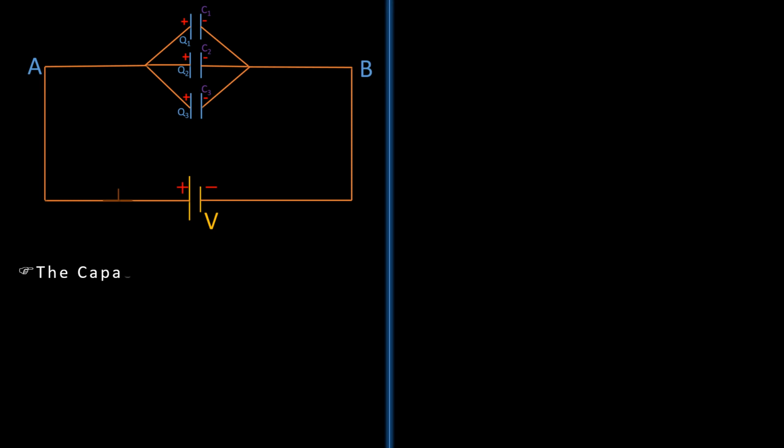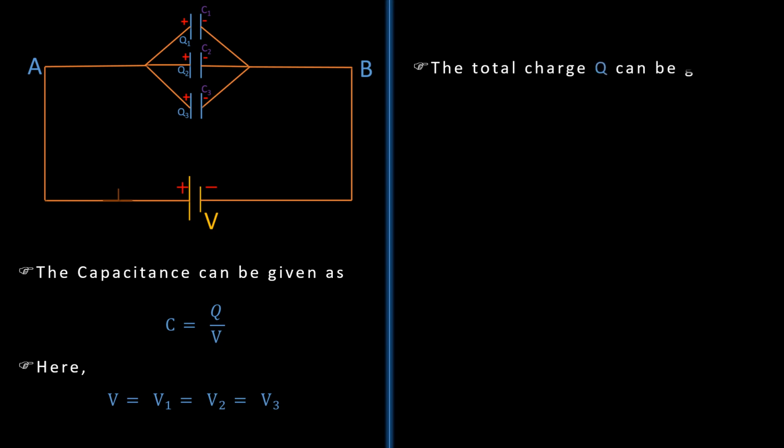So now we know that C is equal to Q by V. Once again, it is applicable. And for this situation, I should be able to say that V is equal to V1 is equal to V2 is equal to V3. Potential across each capacitor is the same. And we know that if the total charge supplied by the battery is Q, then Q is equal to Q1 plus Q2 plus Q3. Now let us use C is equal to Q by V in this equation of resultant charge Q. So Q is equal to CV. I replace this Q with CV, C1 V1, C2 V2, C3 V3, and this is what we get.